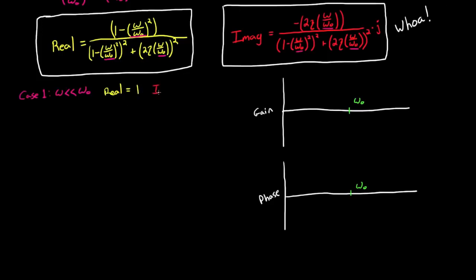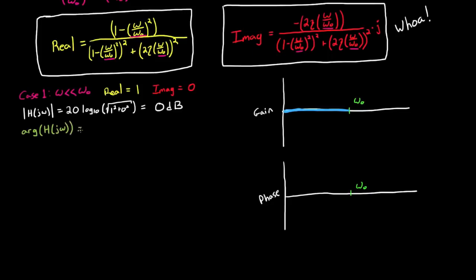And for the imaginary component, it can be approximated as 0, since the numerator goes to 0 when omega is really small. Now the magnitude of H of j omega is just 20 times the log base 10 of the square root of the real component squared plus the imaginary component squared, which turns out to be 0 decibels. And we can just draw this in on the gain plot up to the break frequency. Remember, this is just an approximation, not an exact plot.